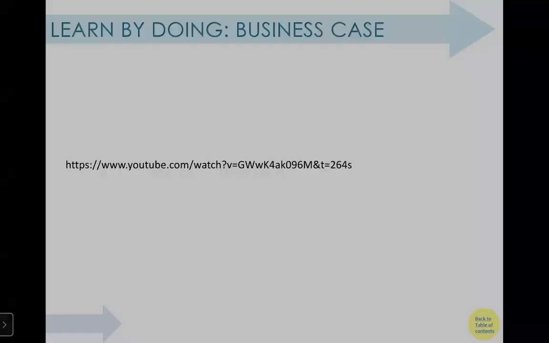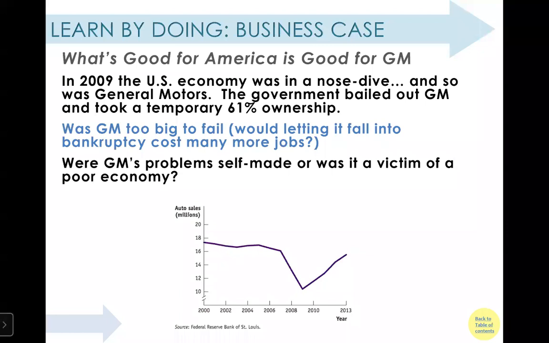There is one more slide, so we finish this chapter. This is what happened in 2009 in the Great Depression. There was a discussion on whether the government should rescue GM or not. GM stands for General Motors. The argument for that decision was that GM is too big to fail. If we let GM fail, that's going to lead to more job loss, so people argued we should rescue GM.